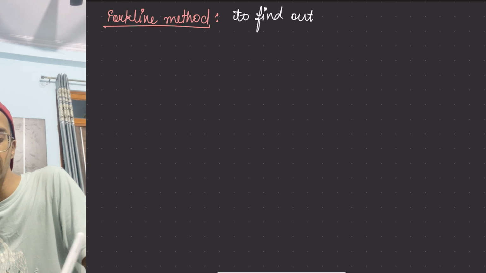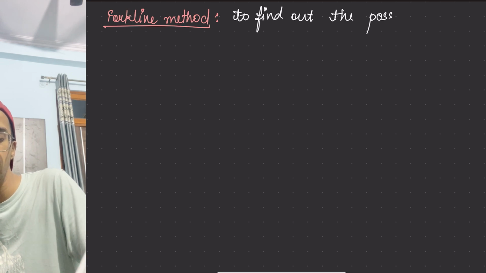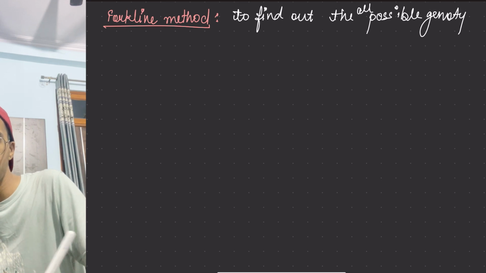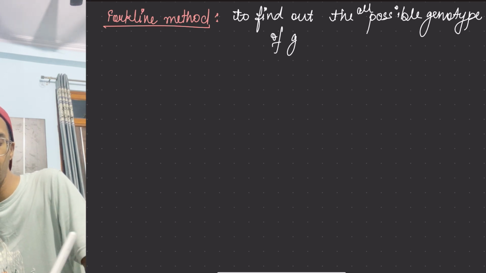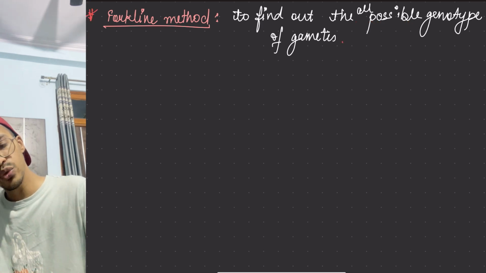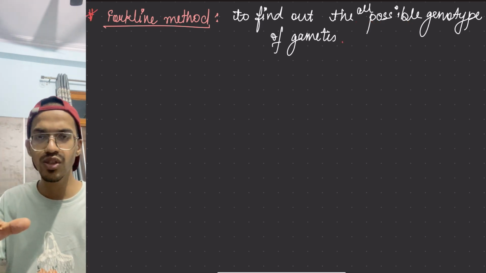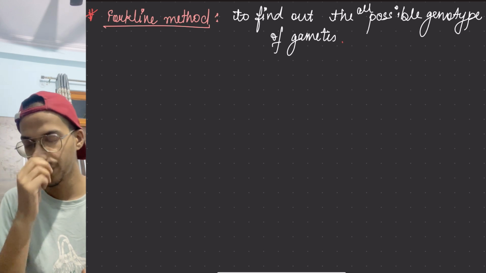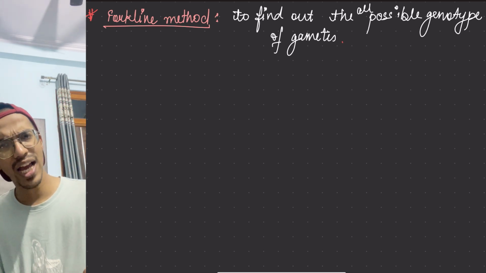Forklin method for what? To find out all possible genotypes of gametes. Very important. So how will we do it? Let's see the easiest one first, then we will go with the further ones. The easiest one is the dihybrid cross.